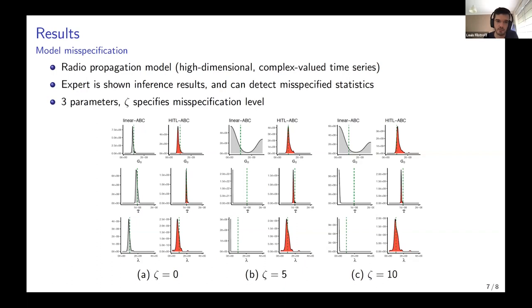And in this case, the performance of standard ABC and human in the loop ABC is the same, but as the misspecification increases, so you go to panel B and panel C, then the performance of the classical ABC quickly degrades, whereas our human in the loop ABC remains relatively robust to this misspecification. And that's because the human expert has been brought in and was able to detect this misspecification.